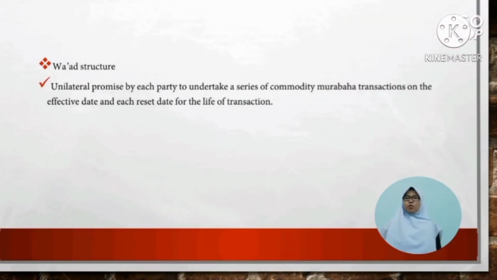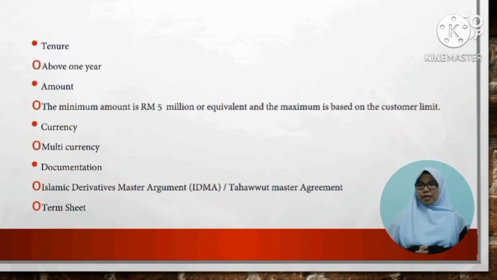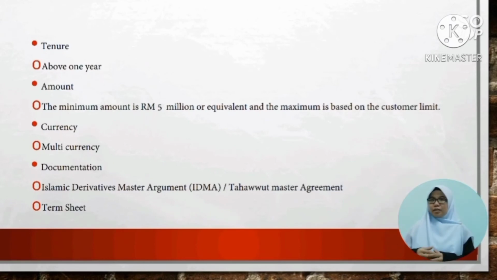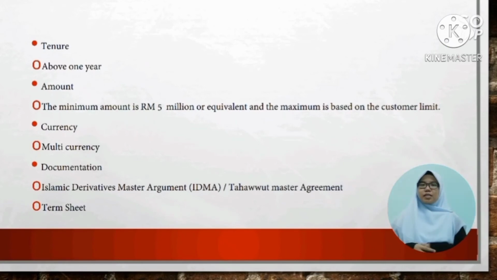Okay, the second structure is the warrant structure. The warrant structure is the unilateral promise by each party to undertake a series of commodity murabahah transactions on the effective date and each reset date for the life of the transaction. The tenure of the IPRS at Maybank Islamic is above 1 year. The minimum amount for the IPRS is 5 million or equivalent and the maximum is based on the customer limit. The currency that we use in the IPRS is multi-currency. The documentation in the IPRS is the Islamic Derivative Master Agreement (IDMA) or Tahawut Master Agreement.